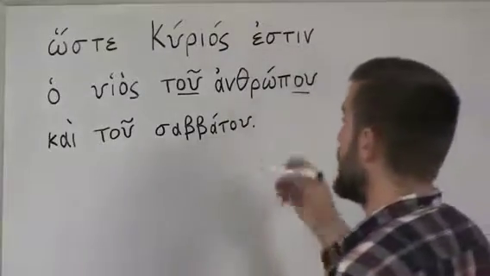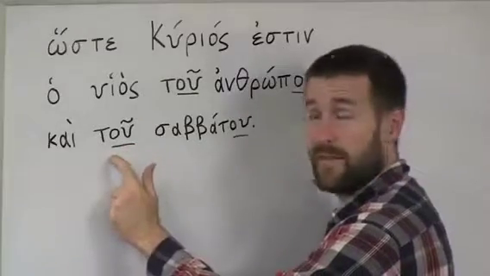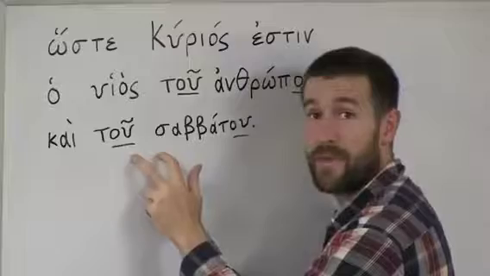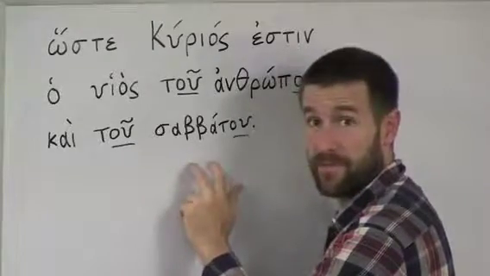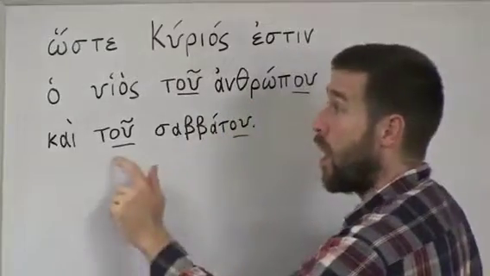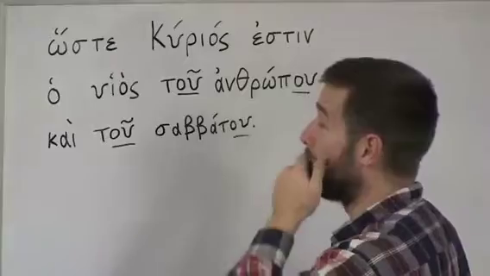Notice it's also in genitive case. So here we have the word for the, and we have the word for Sabbath, both in genitive case. So instead of being the Sabbath, it becomes of the Sabbath, right? Just like this genitive makes it of man, of the Sabbath, all right? So got to get that genitive case down.